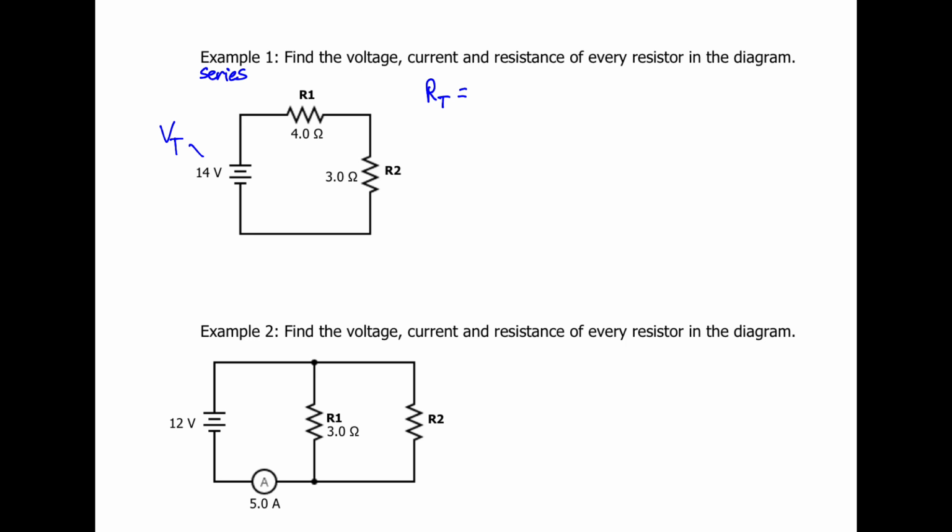So what is the rule for resistance total in a series circuit? Yeah, we're just going to add the two. So I'm going to show you this with R1 plus R2. So it's just 4.0 ohms plus 3.0 ohms equals 7.0 ohms. So I know my total resistance of this particular circuit is 7. That's it. First step done.